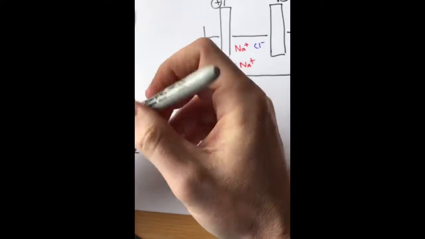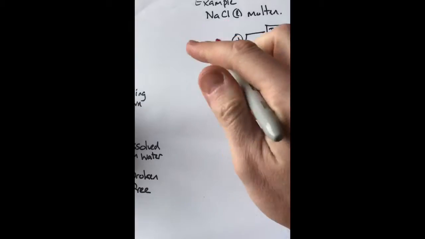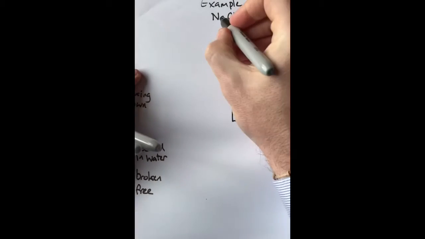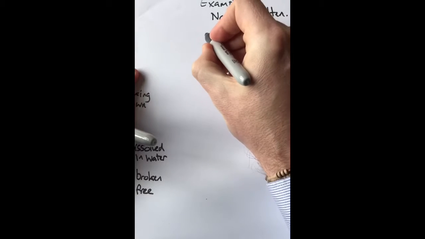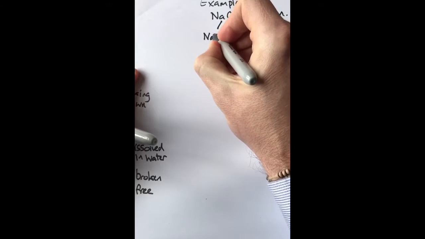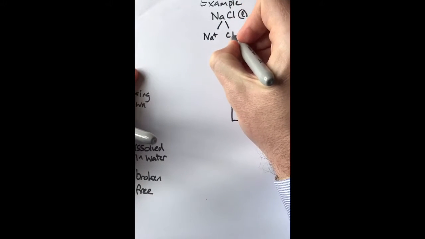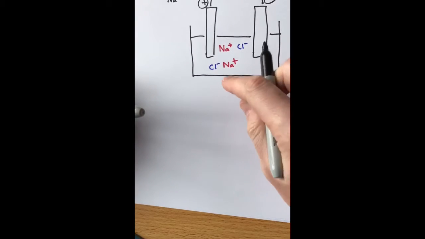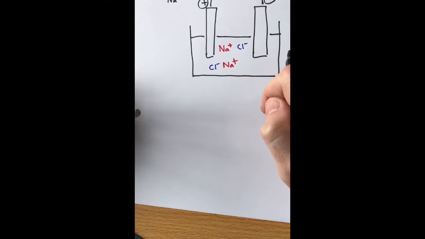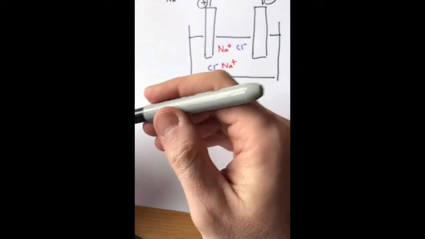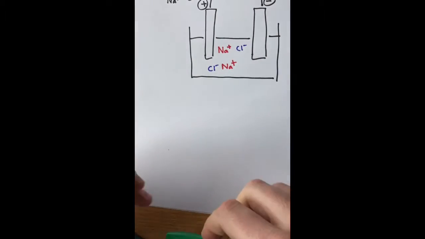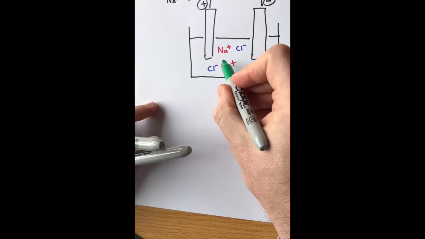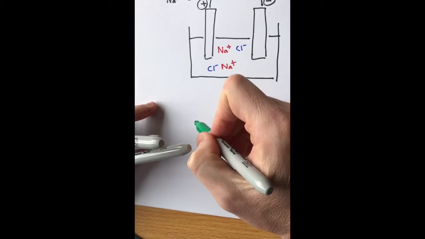So what we've basically done is, if we go back up to here, we've taken the sodium chloride and we have broken the lattice to form sodium ions and chloride ions, and those ions now are inside this solution and are free to move about. So again, a little bit of thinking time. Where are the sodium ions going to move to?